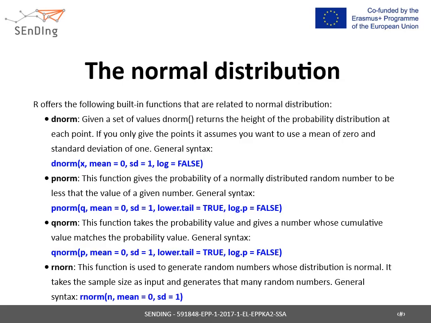And the rnorm function is used to generate random numbers whose distribution is normal. It takes the sample size as input and generates that many random numbers. The general syntax is rnorm(n, mean = 0, sd = 1).